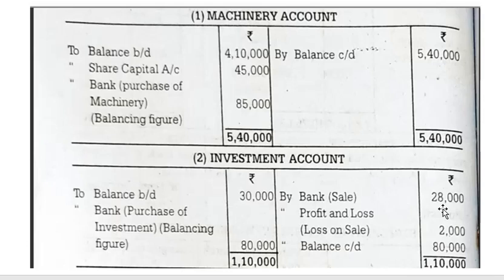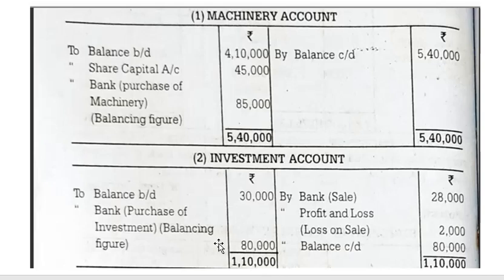Now what is the profit or loss? 30,000 sold for 28,000. There is a loss, so loss will come on the credit side. So by profit and loss account, loss on sale 2,000. Okay. Now the carried down balance 80,000. Now the difference will be considered as "To bank" or "By bank." Here the difference is to bank, purchase of investment 80,000.